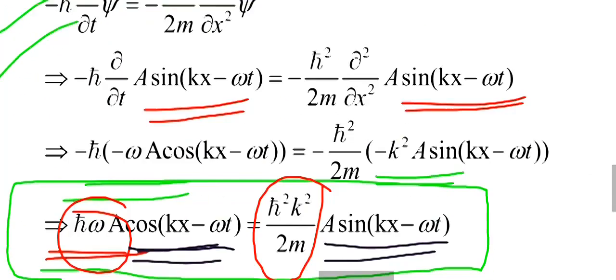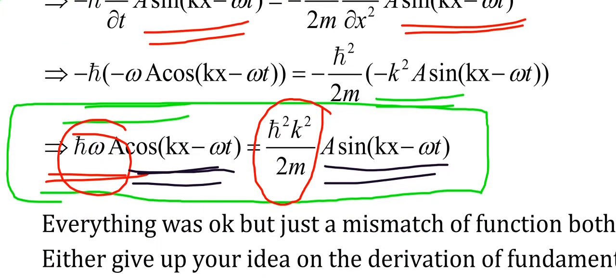So the teacher is disheartened. He wanted to derive a fundamental equation. He came very close. He got h cross omega as h cross square k square by 2m, but the problem is with the sine and cos. So how to get out of this problem?